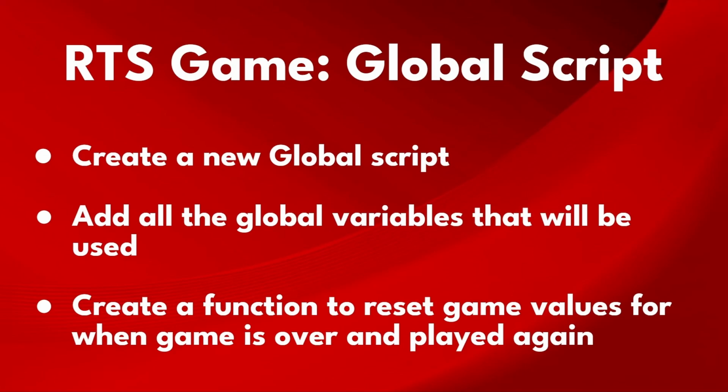All right, in this section, we're going to create the global script. We're going to start off creating a new global script. Then we're going to go ahead and add all the global variables that we will be using in the game. Last but not least, we will also create a function that resets all the game values for when the game is over and played again. Now let's go ahead and jump right in.